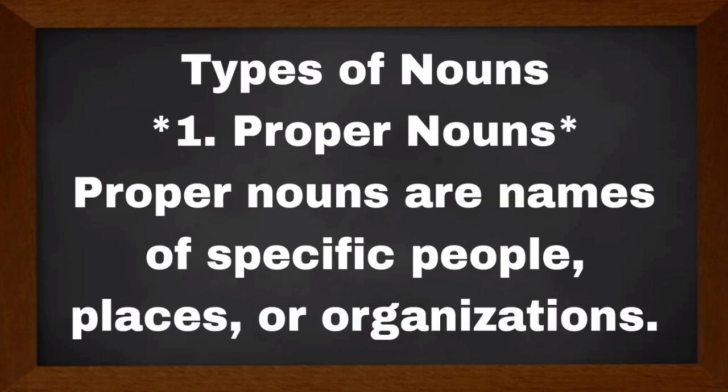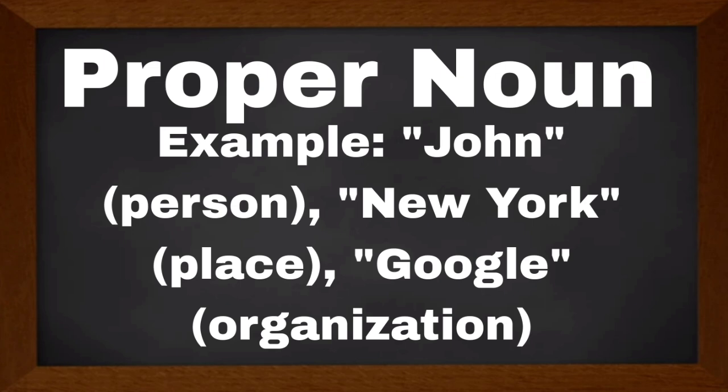Types of nouns. 1. Proper nouns. Proper nouns are names of specific people, places or organizations. Example for proper noun. John, person. Place, New York. Organization, Google.